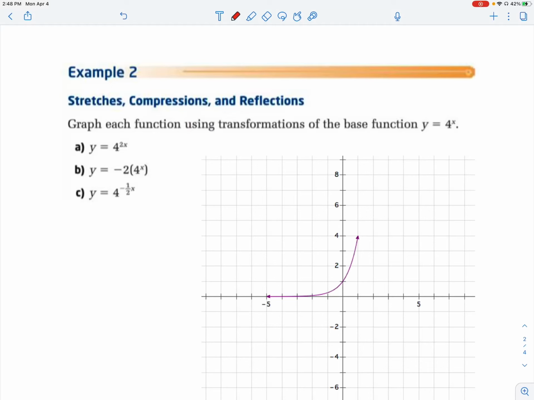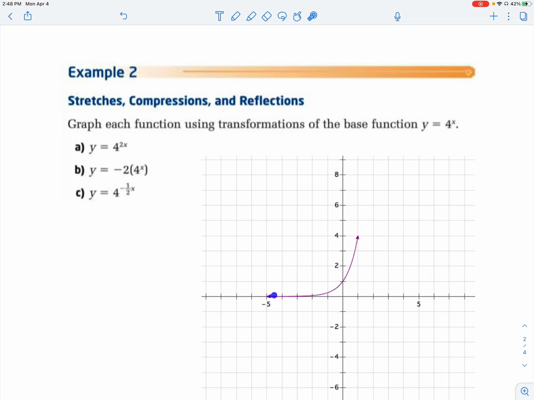Hi, welcome back to our second video for 3.5, transformations of exponential functions. In this example, we are going to look at stretches, compressions, and reflections. It says graph each function using transformations of the base y equals 4 to the x.